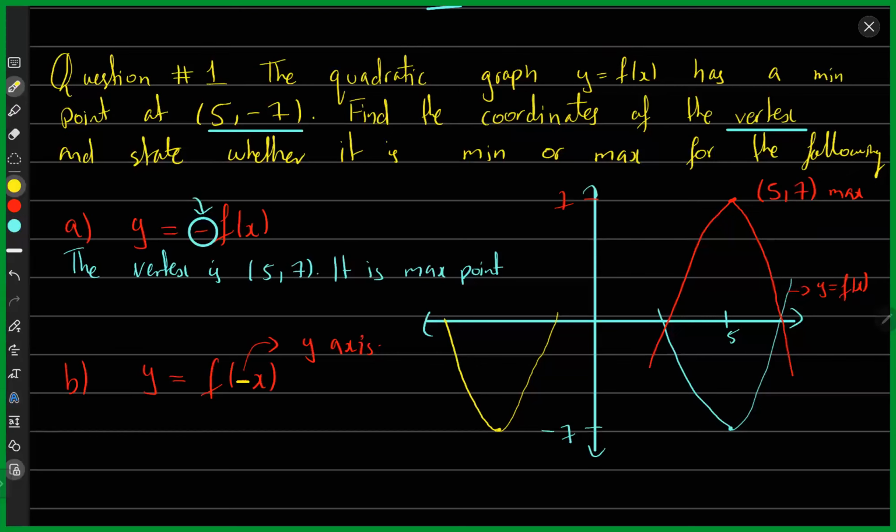And now I can see where it would be reflected by the y-axis. It would again be a minimum curve with a minimum point, but the coordinates are different. It's -5 now. It would be -5 and -7. So the vertex is (-5, -7), and it is a minimum point. Okay, this is how we need to understand things.